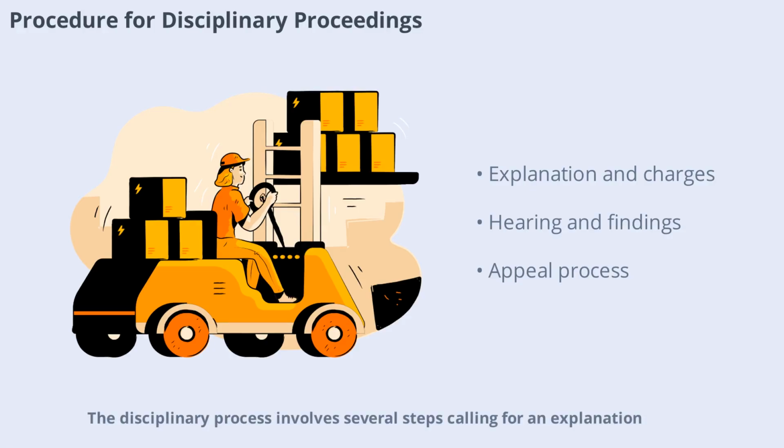Disciplinary process involves several steps: calling for an explanation, framing charges, possible suspension, conducting a hearing, delivering findings, providing an opportunity to respond to proposed penalties, issuing the final order, and allowing for appeals. This structured approach ensures fairness and transparency in handling misconduct.